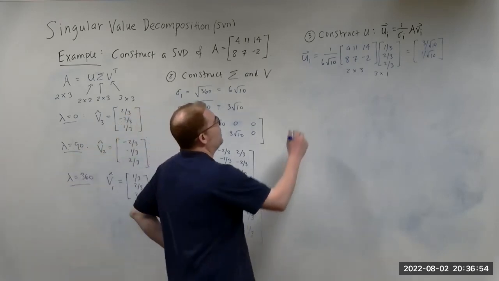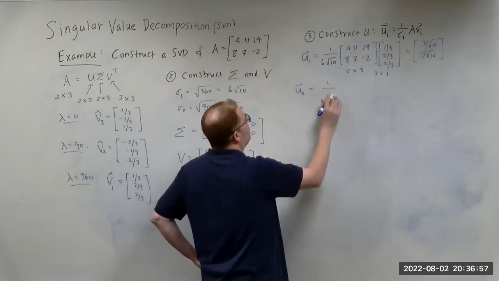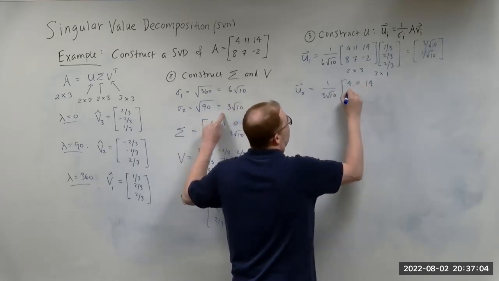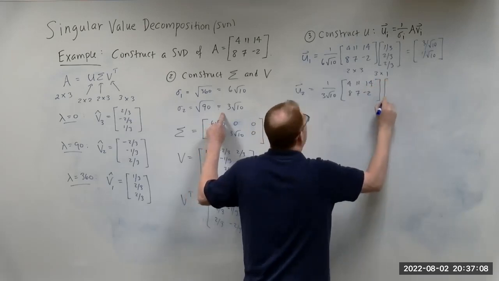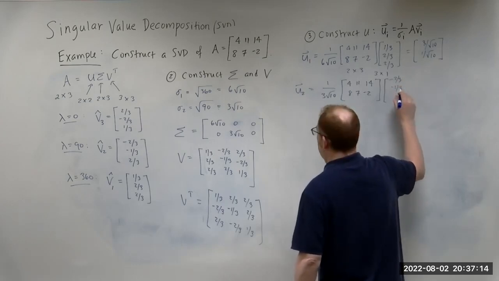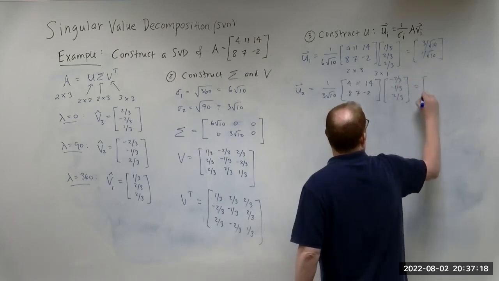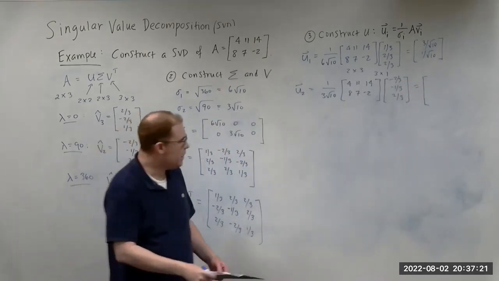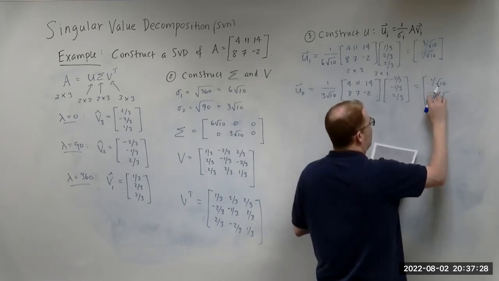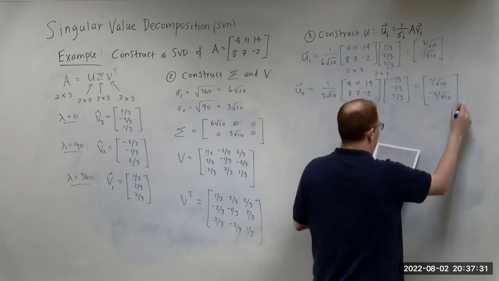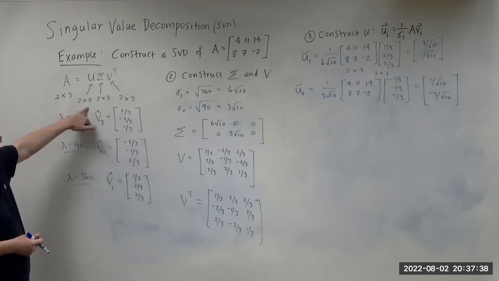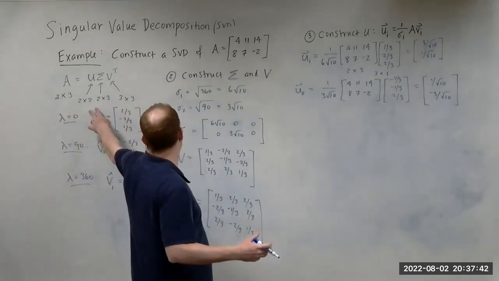Okay, and then for U2, we have 1 over sigma 2. Sigma 2 was 3 root 10, times A, and then V2. Doing the calculation there, we end up getting 1 over root 10 and minus 3 over root 10. Remember that this forms a basis for R2. So we're good. We don't need to extend this basis since the size here is 2/2.